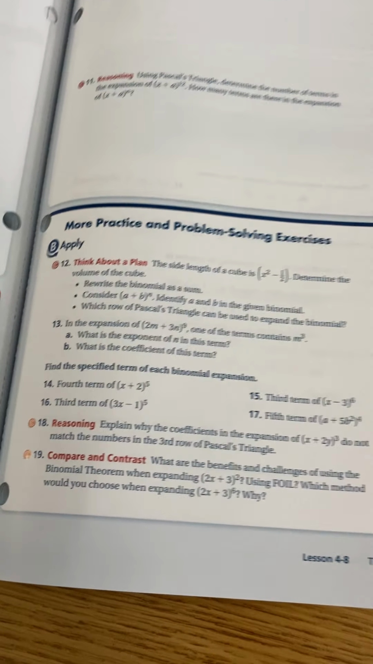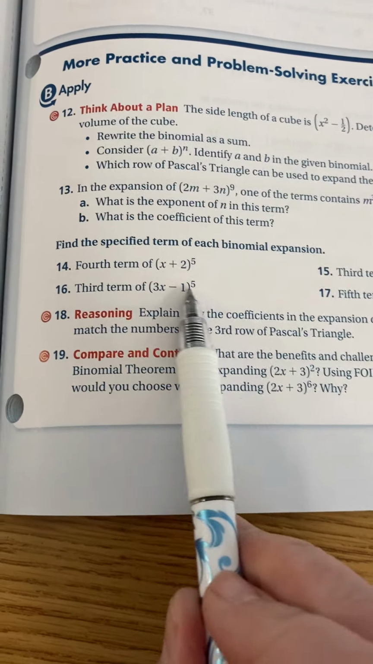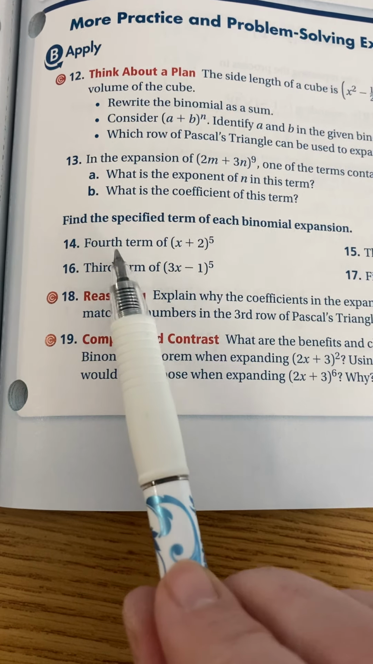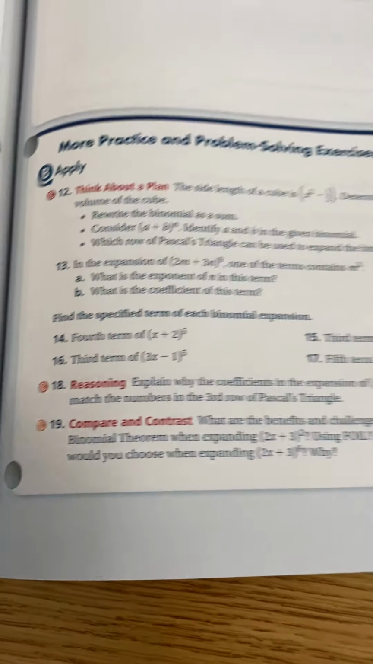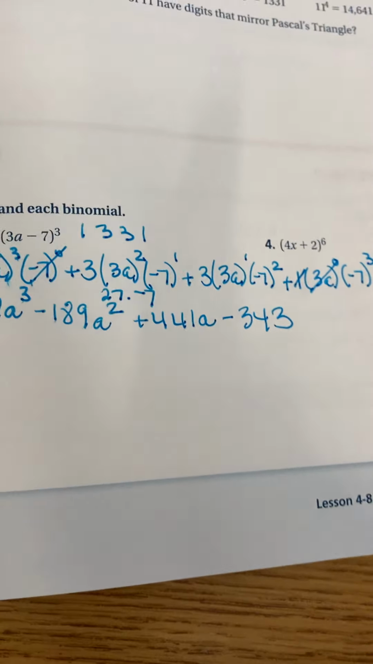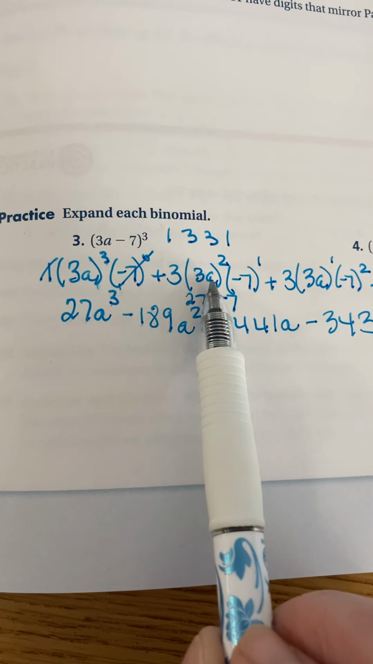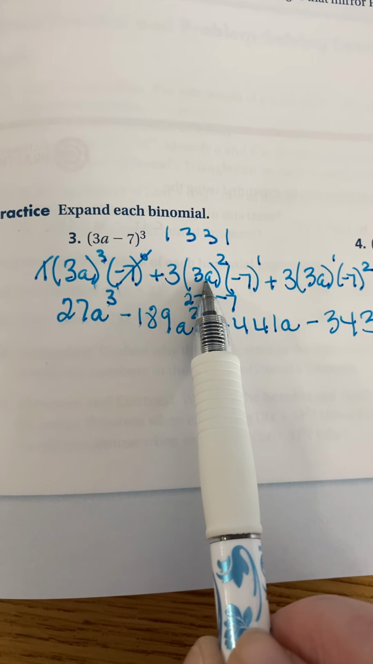Now, some of your questions, if you take a look over on page 307, it doesn't ask you to expand it all out. It just asks you for a certain term. So I just want the fourth term. So let me go back to our answer. And like on this one, if I asked you for the second term, it is right here. So how do we get it?